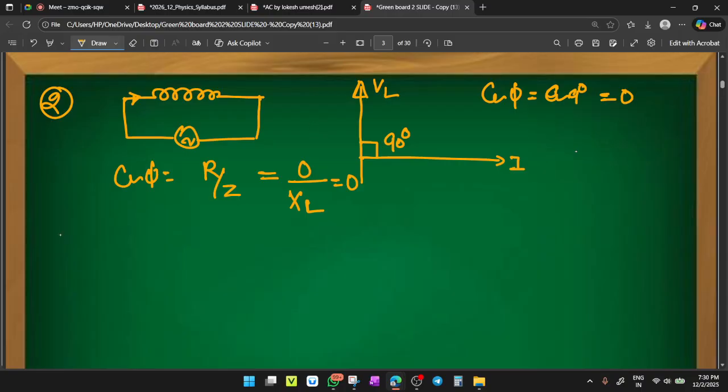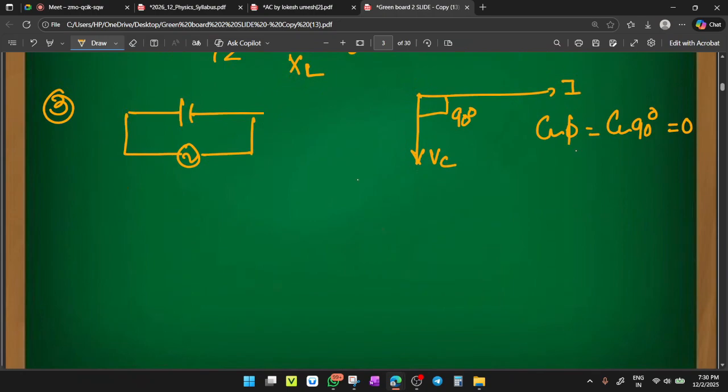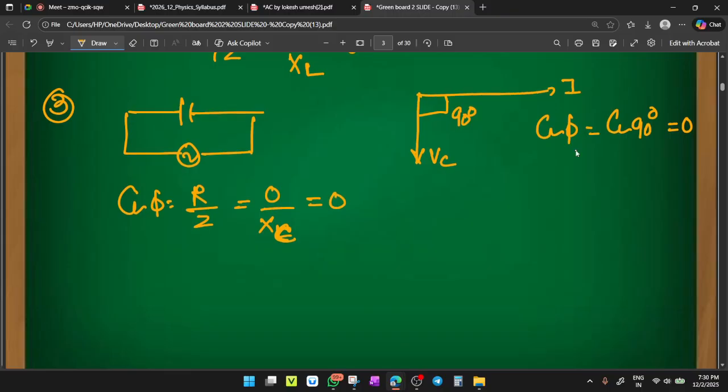Clear or not clear? Third case, for a pure capacitance, again R equals to 0. Your VC will be lagging behind the current with an angle of 90 degree. So again cos phi is equal to cos 90 degree, which equals 0. Clear? By another view, cos phi equals to R by Z. In the pure capacitive case, R equals 0, and in the place of impedance there will be XC. So 0 upon XC equals to 0. Clear?